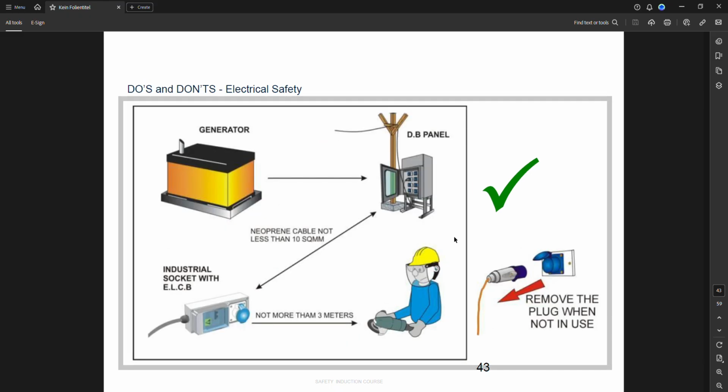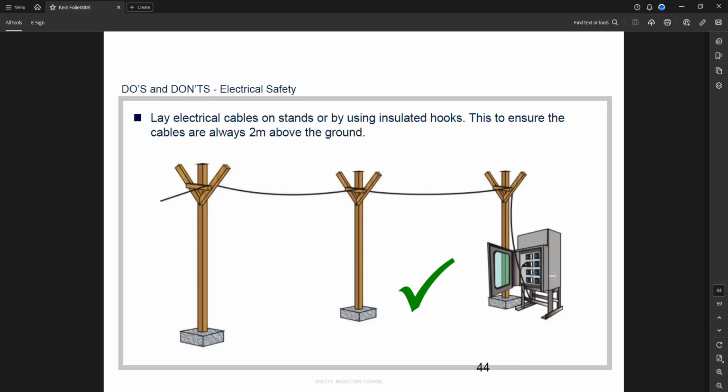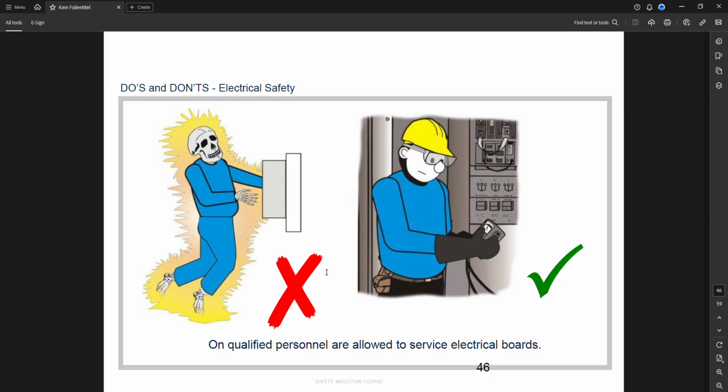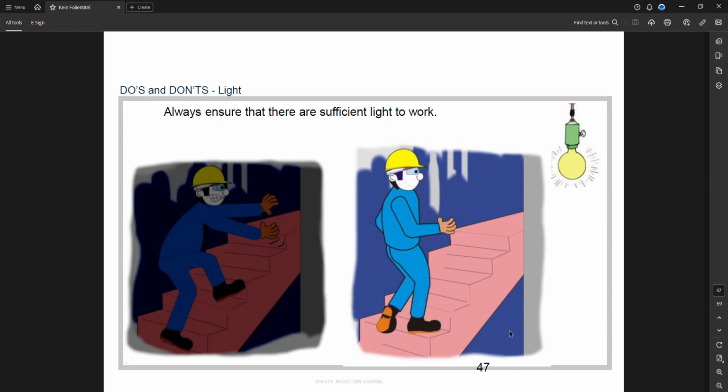For electrical safety, all cables have to hang at 2 meters and above. Same as this one. Do not perform water activity near the DB box. Only trained persons are allowed to service the DB box. Always ensure that there is sufficient light to work.